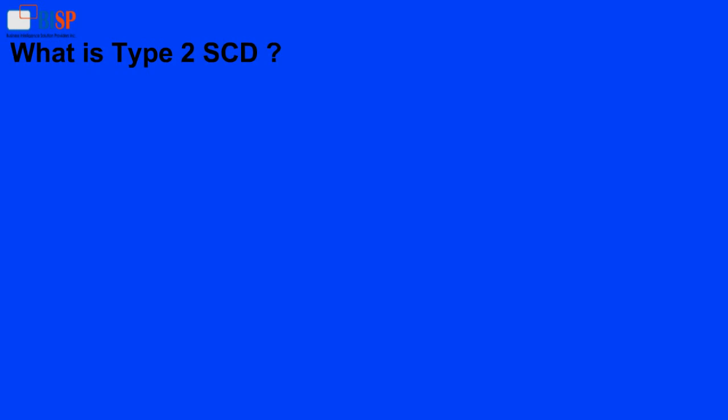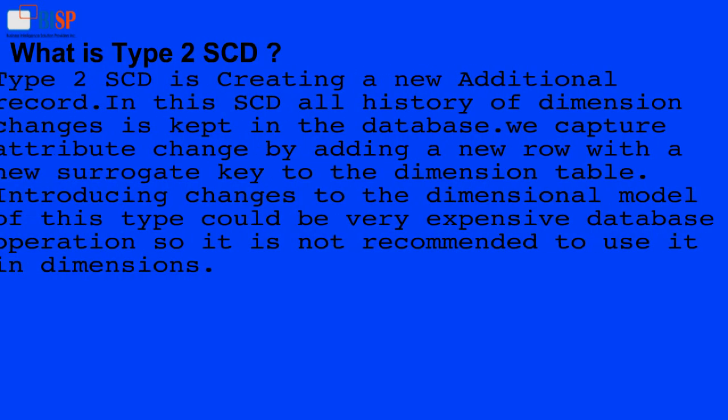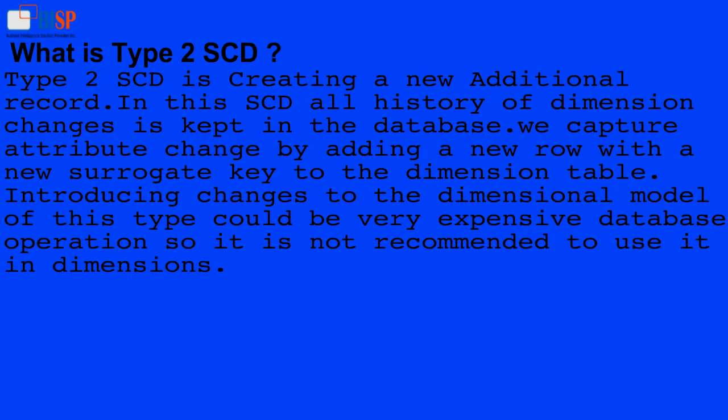What is Type 2 SCD? Type 2 SCD is creating a new additional record. In this SCD all history of dimension changes is kept in the database. We capture attribute change by adding a new row with a new surrogate key to the dimension table. Introducing changes to the dimensional model of this type could be very expensive database operations, so it is not recommended to use it in dimensions.